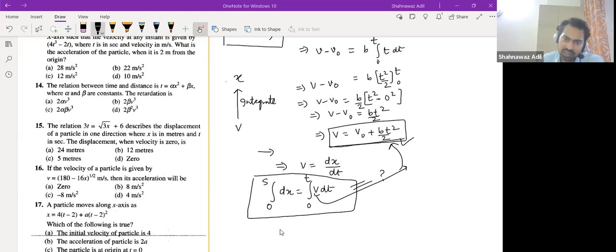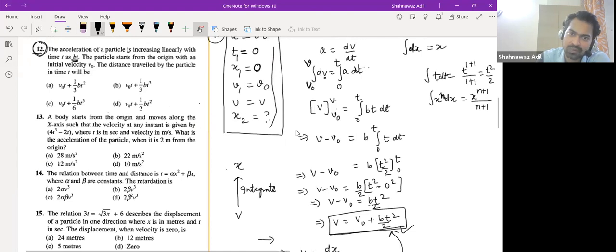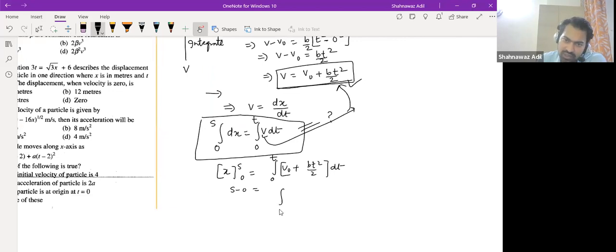Okay, so integral of dx is x, from 0 to s, and v is v naught plus bt square by 2, and then dt from 0 to t. So this is s minus 0, right? So this we have to calculate. The first integration is 0 to t of v naught dt. The second integration is bt square by 2 dt from 0 to t.